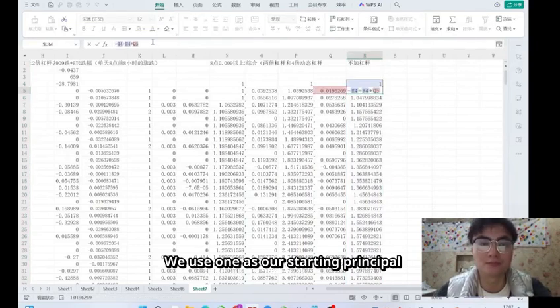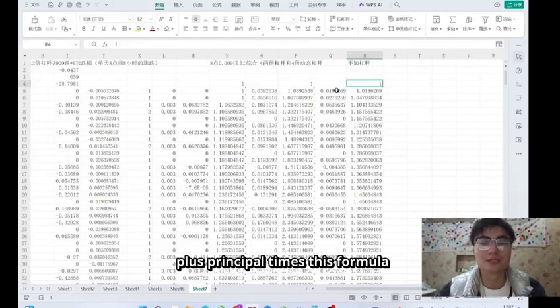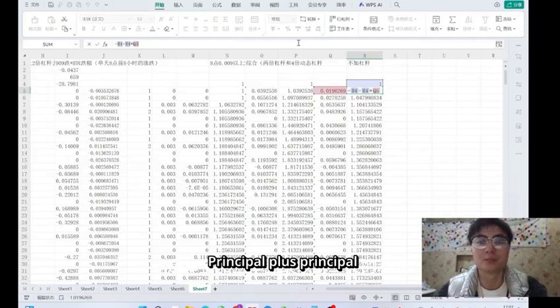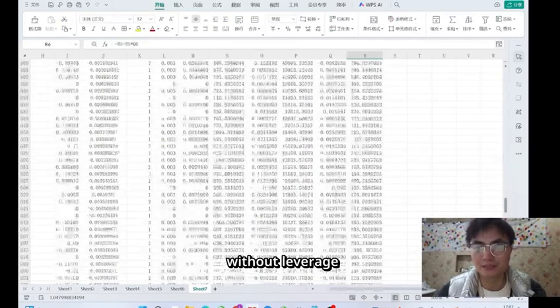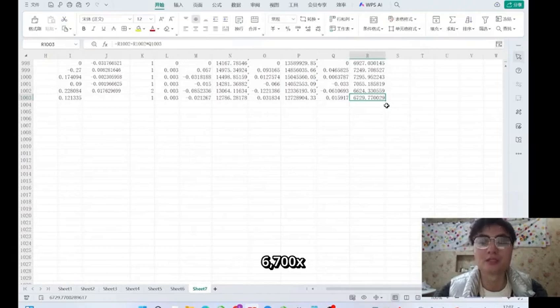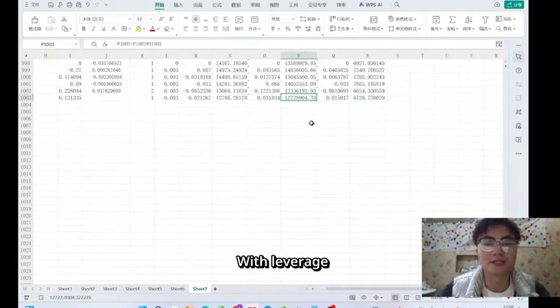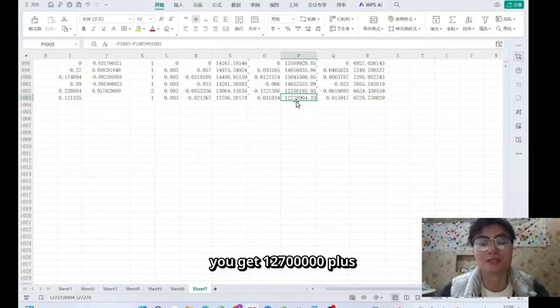Take a look. We use 1 as our starting principal. Day's profit, 0.019 equals 1.9%. Then you add the principal plus principal times this formula: principal plus principal times next day's profit, compounding. Compounding it without leverage, in the end, you get over 7,000 times, 6,700x. With leverage, using 2 to 4 times dynamic leverage, you get 12,700,000 plus.